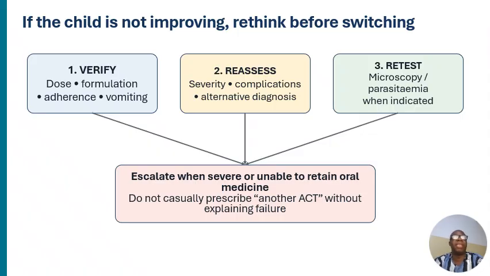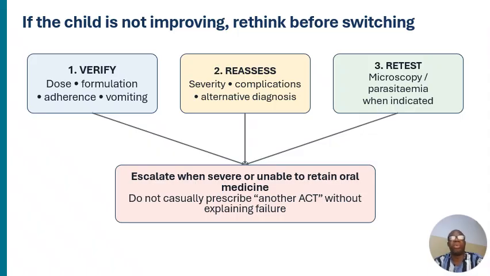Could this have been meningitis, pneumonia, sepsis, urinary tract infection, or another febrile illness? So, repeat the microscopy or reassess parasite density when clinically indicated, and then reevaluate the child altogether by examining the various systems to check whether there's a focus of infection. The lesson here is that treatment failure is a clinical problem requiring explanation, not merely a drug selection problem.